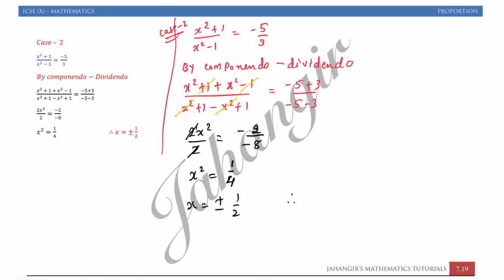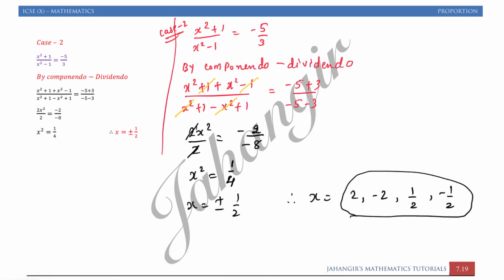So therefore we have 4 values of x: plus 2, minus 2, plus half, minus half. Here if you don't write the plus, it's okay. You have to take care: whenever you have x raised to 4, you are going to get 4 values, and whenever you have x square, you will always get 2 values.